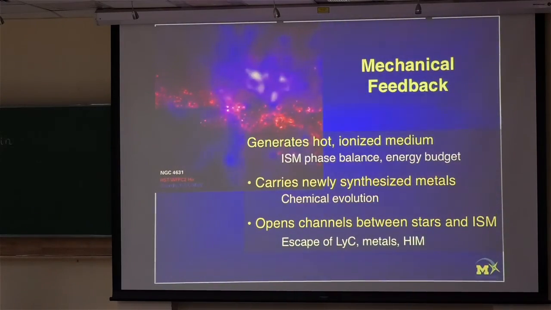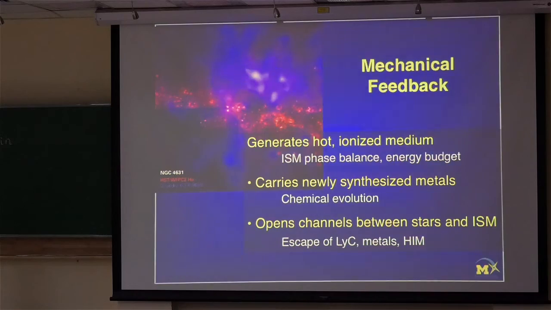Okay, so this is still talking about mechanical feedback, in this case from O and B stars. When we were looking at the galactic superwinds, we were also considering AGN feedback. We won't be doing that here for obvious reasons. But within galaxies, mechanical feedback is still very important. It is the source of the hot ionized medium, the shock-heated gas, which is the low-density component of the interstellar medium. We have the interstellar phase balance between the different phases of the ISM that is largely modulated by this mechanical feedback and the energy budget of these different components as well.